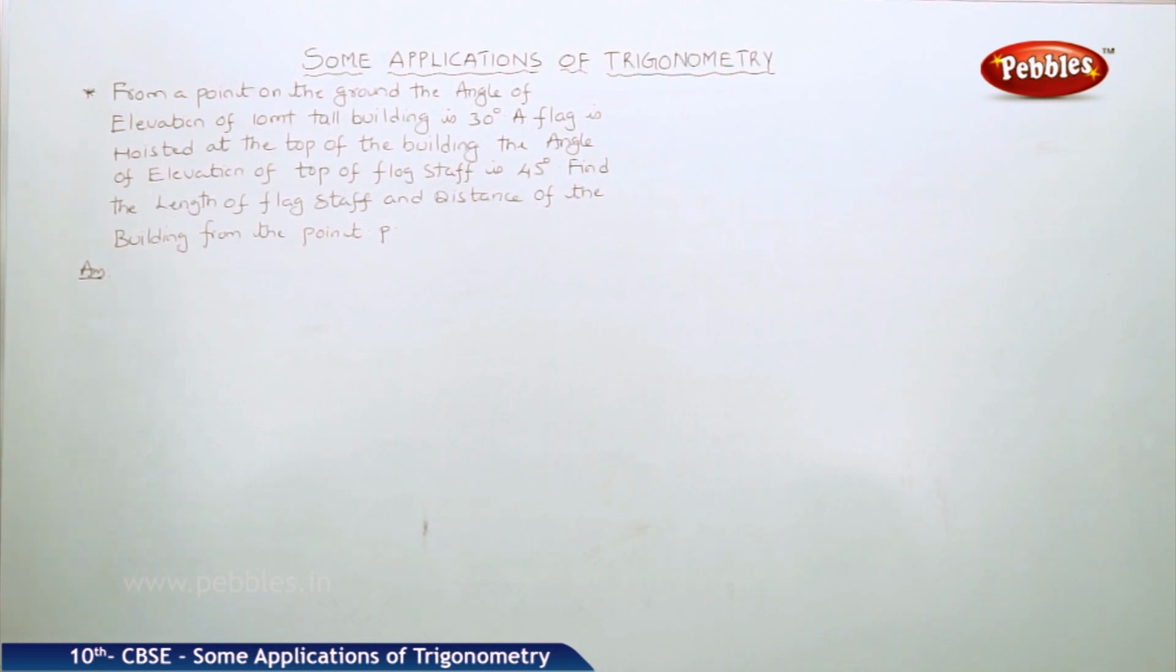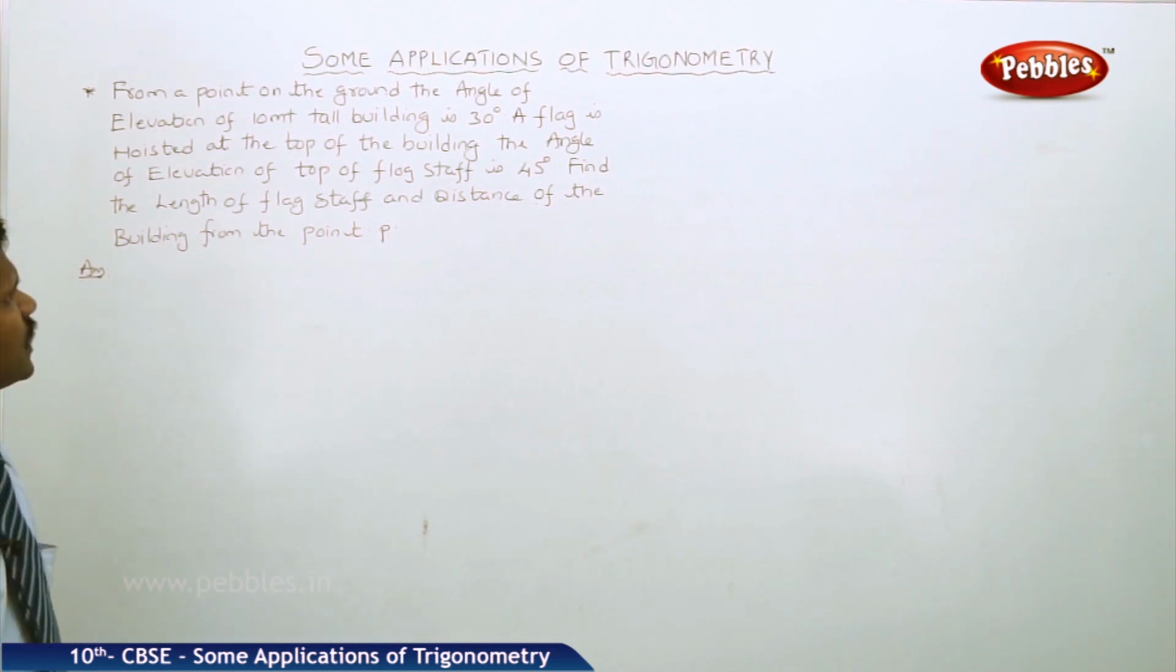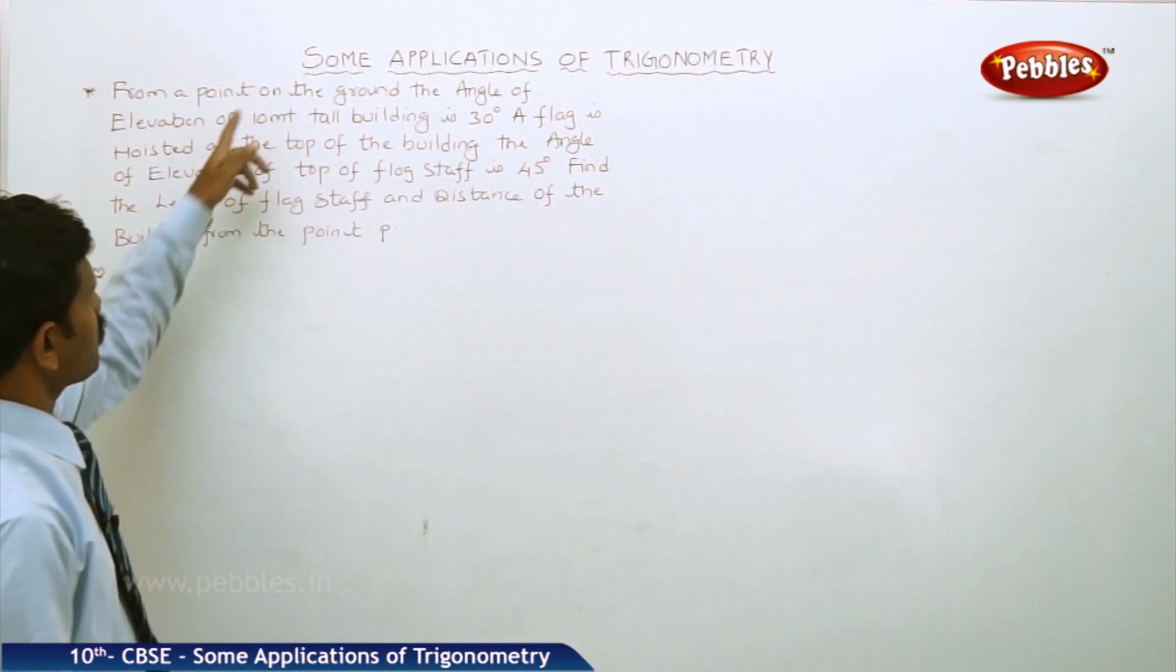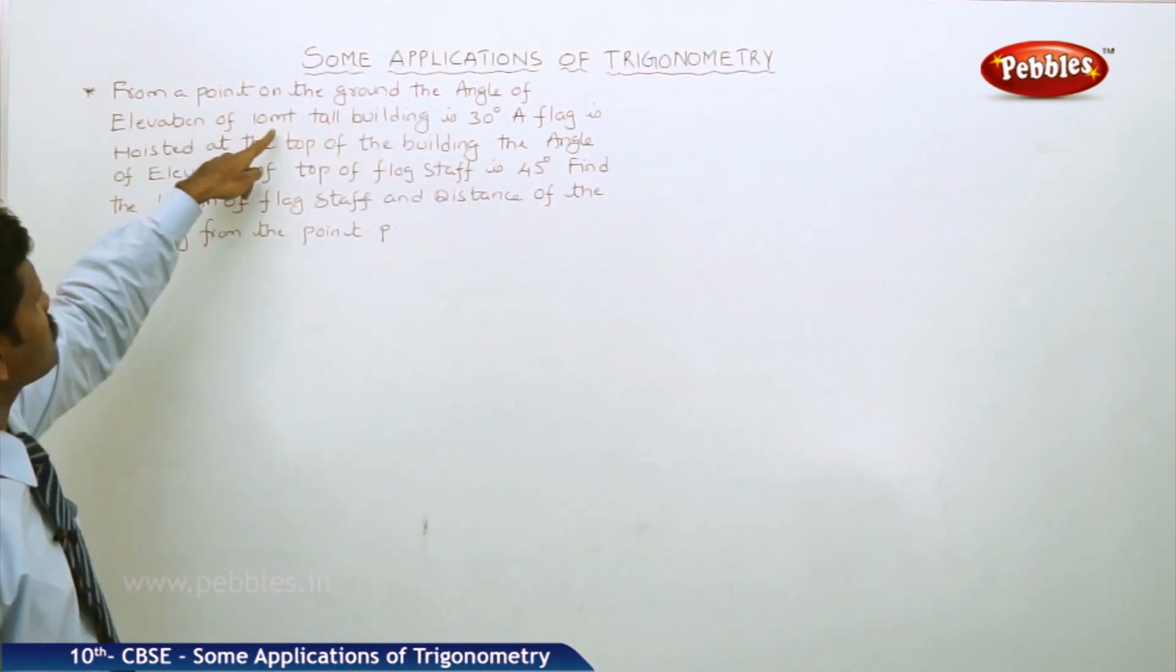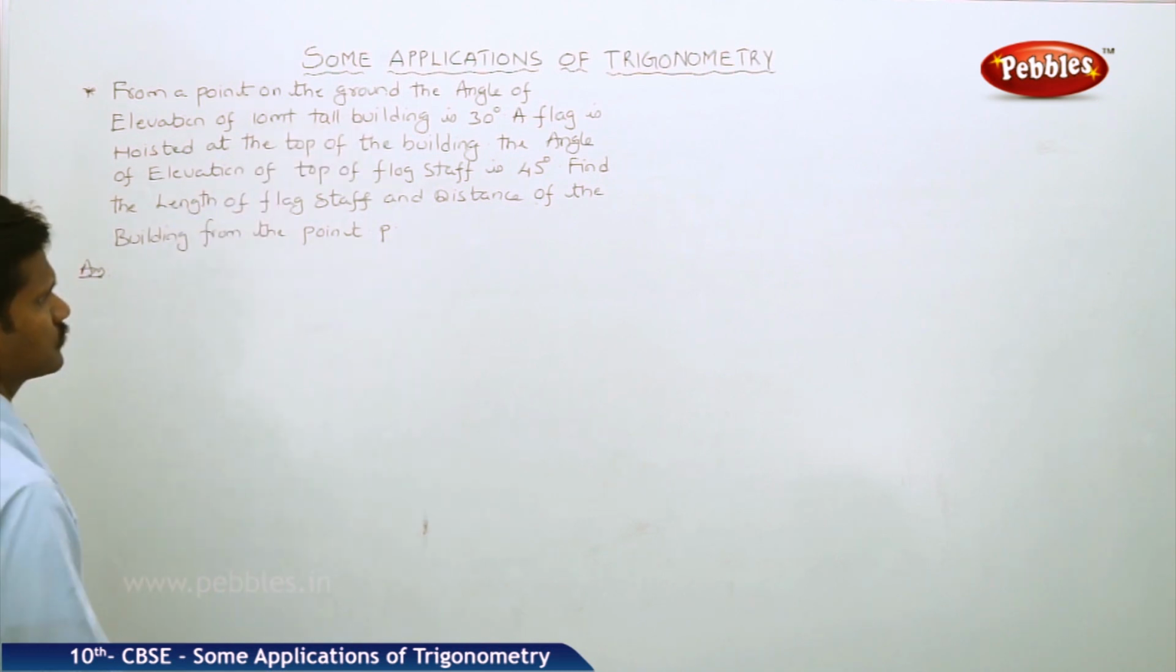From a point on the ground, the angle of elevation of a 10 meters tall building is 30 degrees. A flag is hoisted at the top of the building. The angle of elevation of the top of the flagstaff is 45 degrees. Find the length of the flagstaff and the distance of the building from the point P.